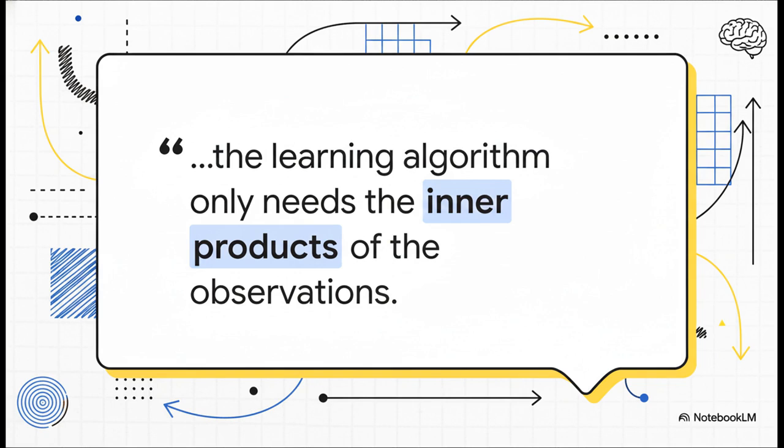Now think about what that means. The SVM algorithm doesn't actually care where the new points are in that high-dimensional space. It doesn't need their coordinates. Nope. All it needs to do its job, all it needs to find that perfect separating line, is the inner product, which you probably know as the dot product, between pairs of those transformed points.